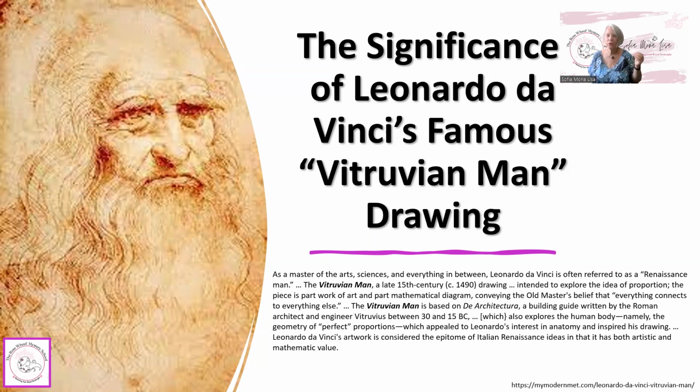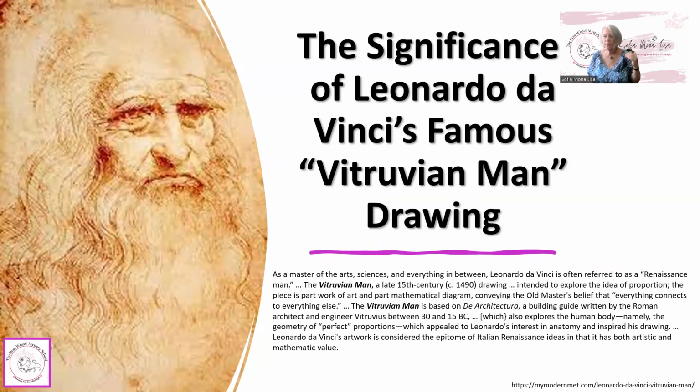So the image, the Vitruvian Man, is based on an actual Roman architect and engineer whose name was Vitruvius. And Vitruvius lived between 30 and 15 BC. So you're talking at least, I would say, almost 5.5 centuries before Leonardo da Vinci created this image.